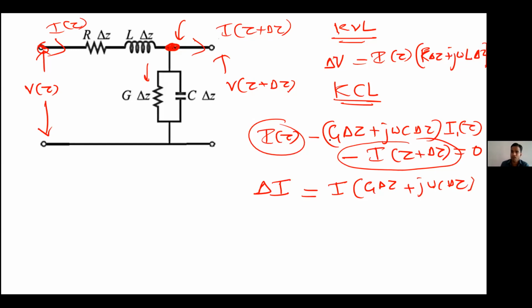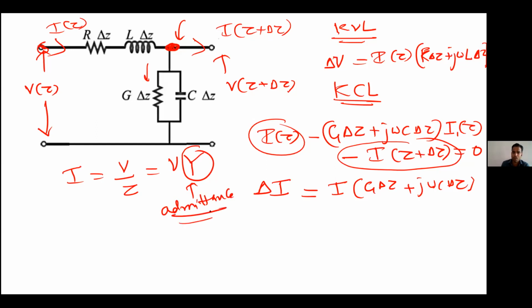Now you must be thinking, well, how does this term come? So we know, see, I is what? V by Z, right? And we know what is 1 by Z? It is V into Y. And this Y is called admittance, the reciprocal of impedance. These are all basic circuit nomenclature. I think you may be knowing. Okay. So you get delta I.